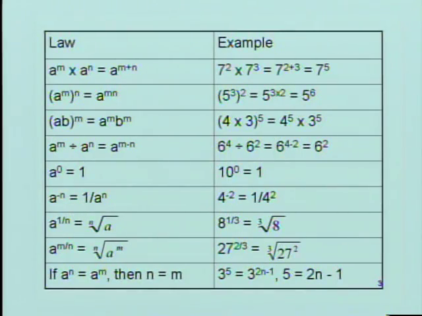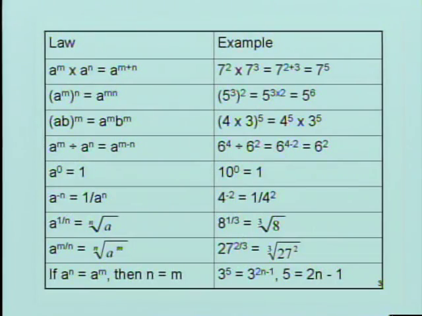In the next law, a to the power m all to the n power is equal to a to the power mn. The example to support that, 5 cubed all squared is equal to 5 to the third power times 2, which will give us 5 to the sixth power.